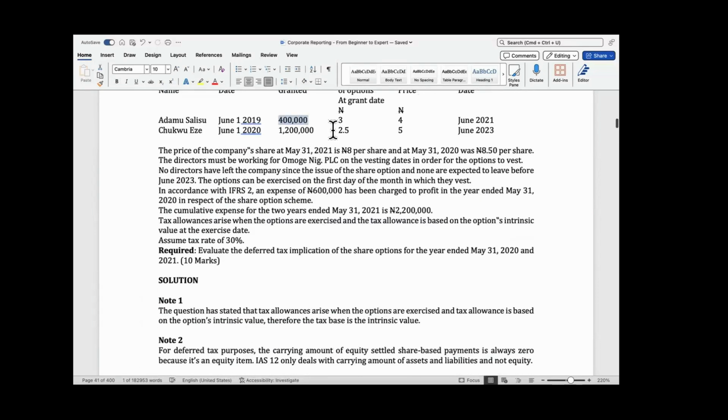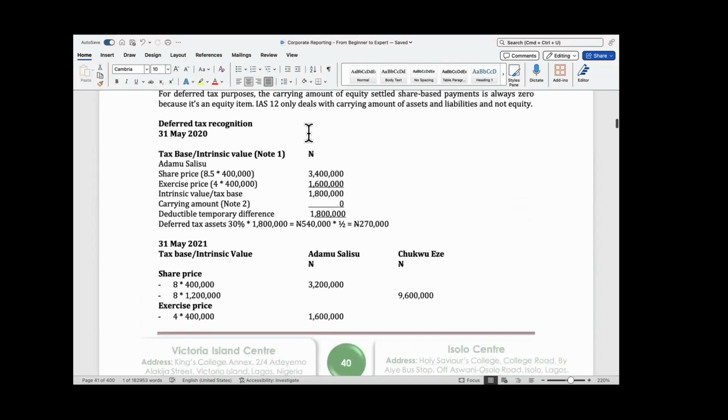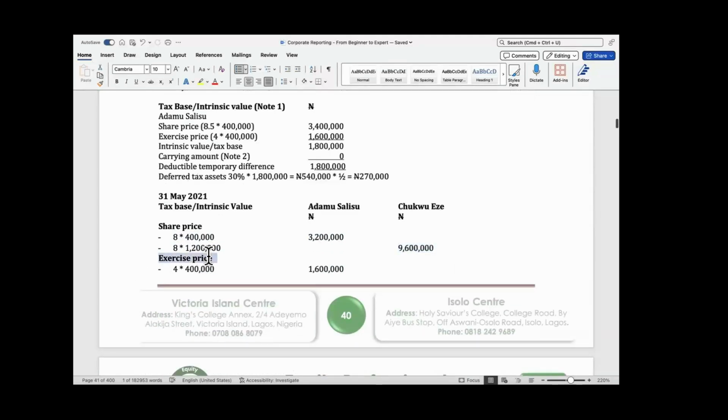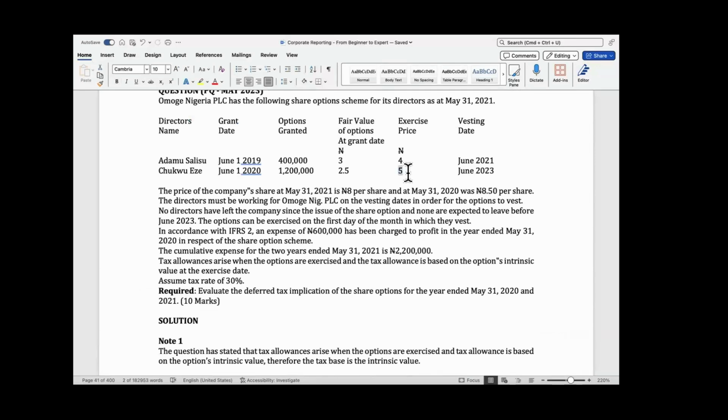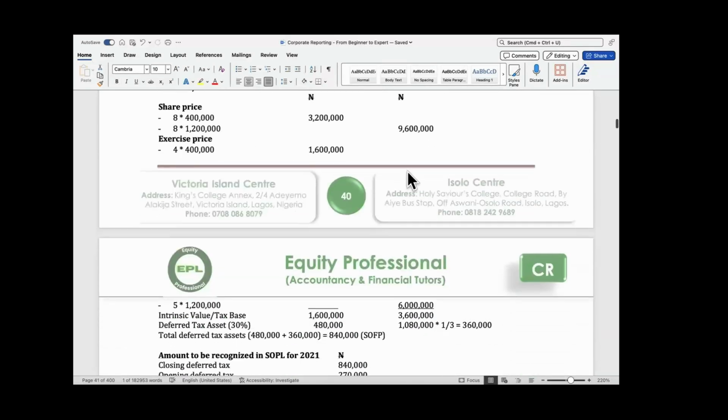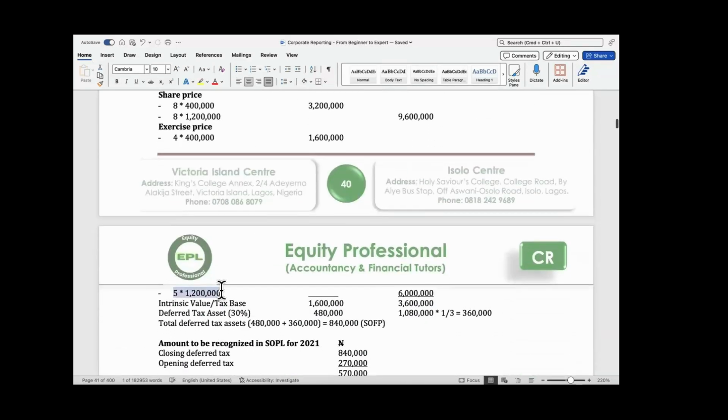Then for Shuku, it is 8 naira times 1.2 million, which is what I did here. 8 naira times 400, 3.2 million. 8 naira times 1.2 million, 1.6 million. Then the exercise price for Adamu is 4 naira times 400, 1.6 million. For Shuku, the exercise price is 5 naira. So 5 naira times 1.2 million, that is 6 million.